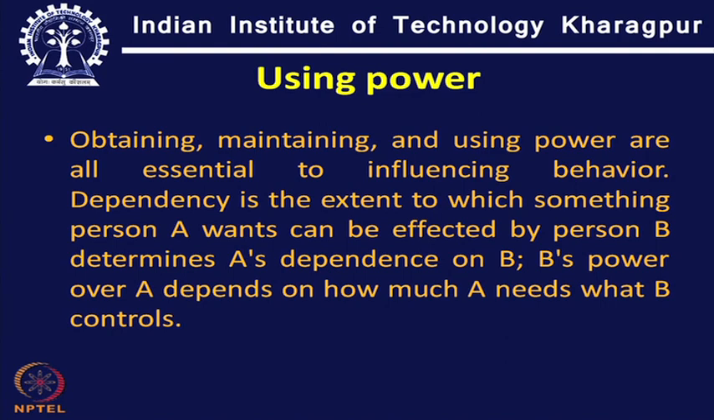How power can be used in the organization: it is used to maintain or obtain, and using power is essential to influence behavior. The extent to which power can be used to influence another person's behavior is defined by the dependency relationship between person A and person B. Person A will enjoy power over person B only when person B is dependent on person A for certain reasons, and person A can control some aspect of what person B wants to have.